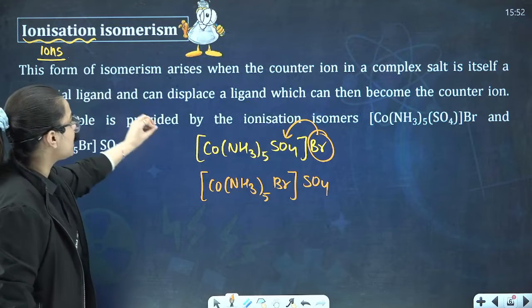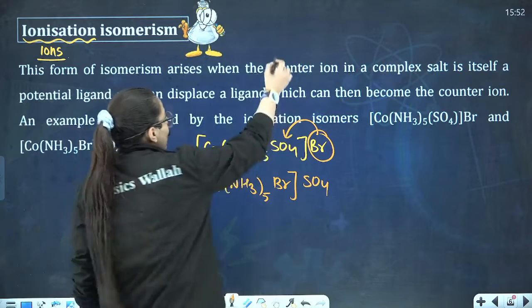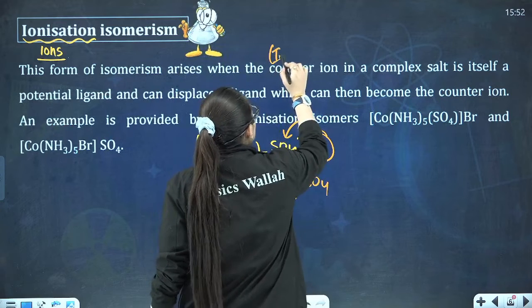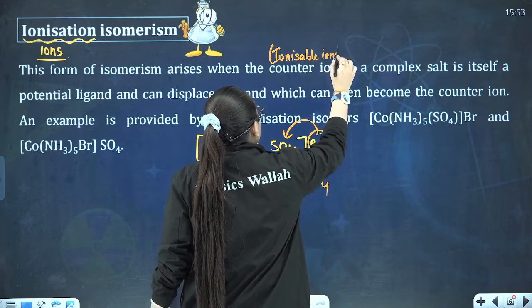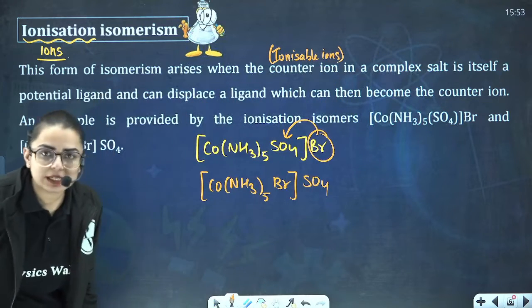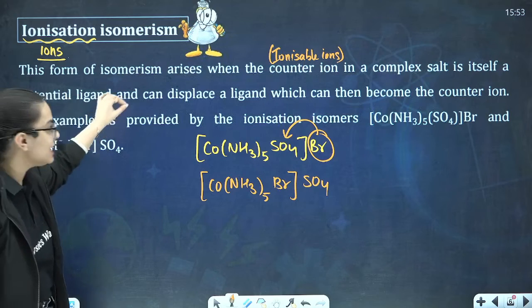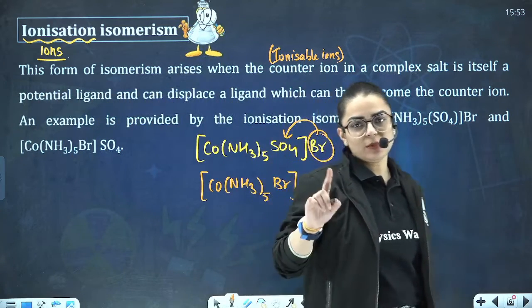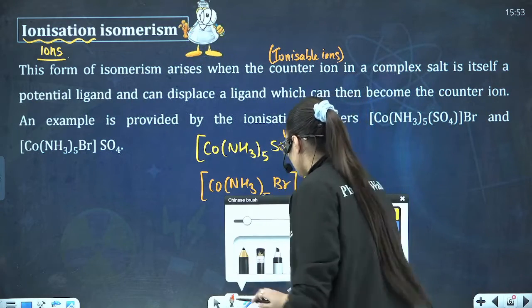This form of isomerism arises when the counter ion. Now what is referred to as counter ion? Counter ions are the ionizable ones. They are referred to as the ionizable ions, okay? In a complex salt it is itself a potential ligand and can displace a ligand, which can then become the counter ion. Are you getting my point? See, if you don't remember, let me give you a certain example.